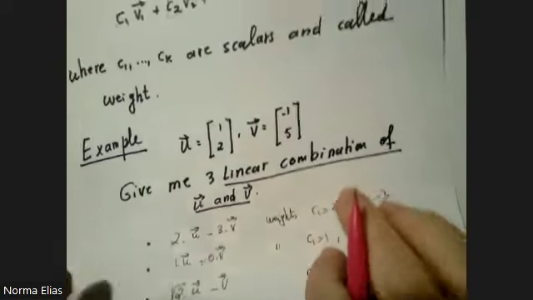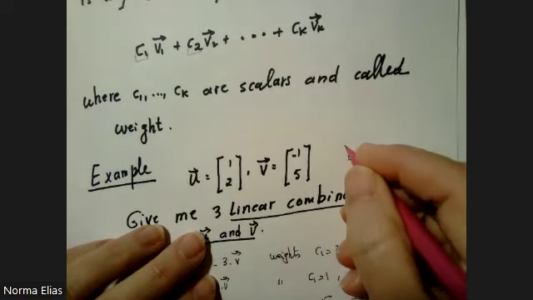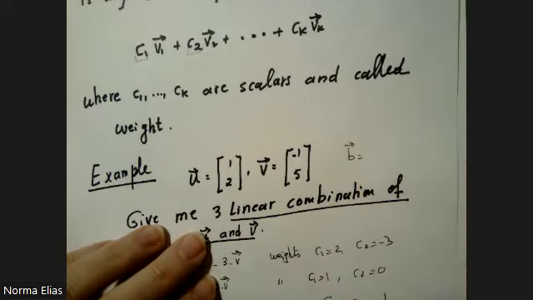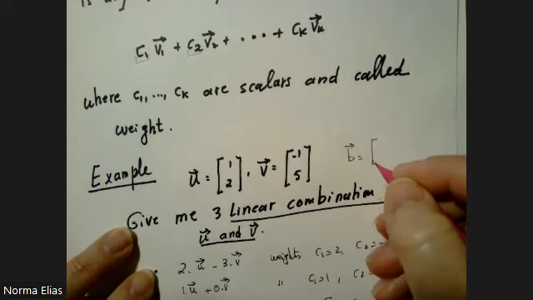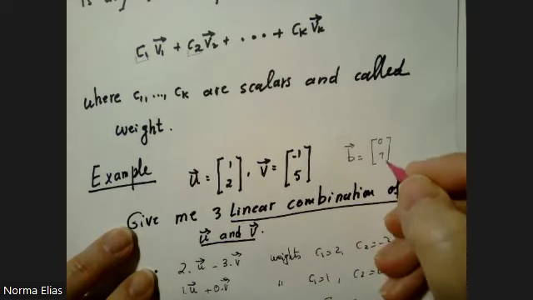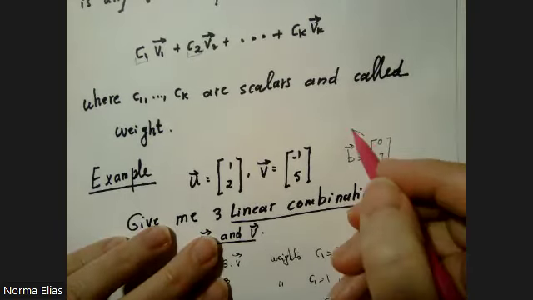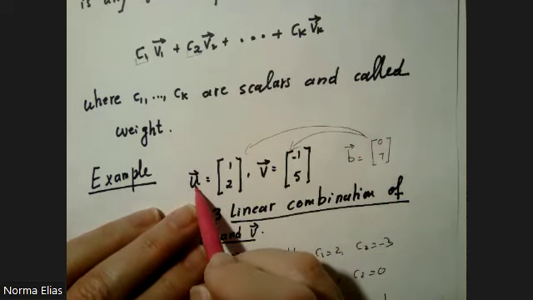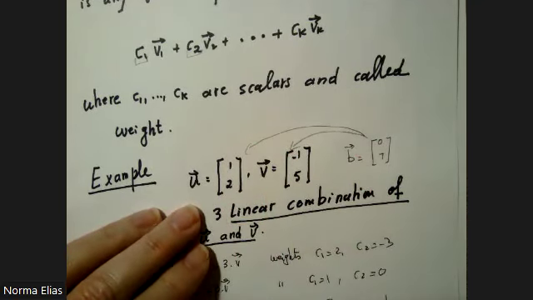Question number 2 is, we also took the definition. Suppose I have a vector b, any vector b. Suppose it is 0, 7. And the question is, is b a linear combination of u and v? What does this mean? It means, can you put a weight on u and a weight on v, so when you add them, you reach the vector b?